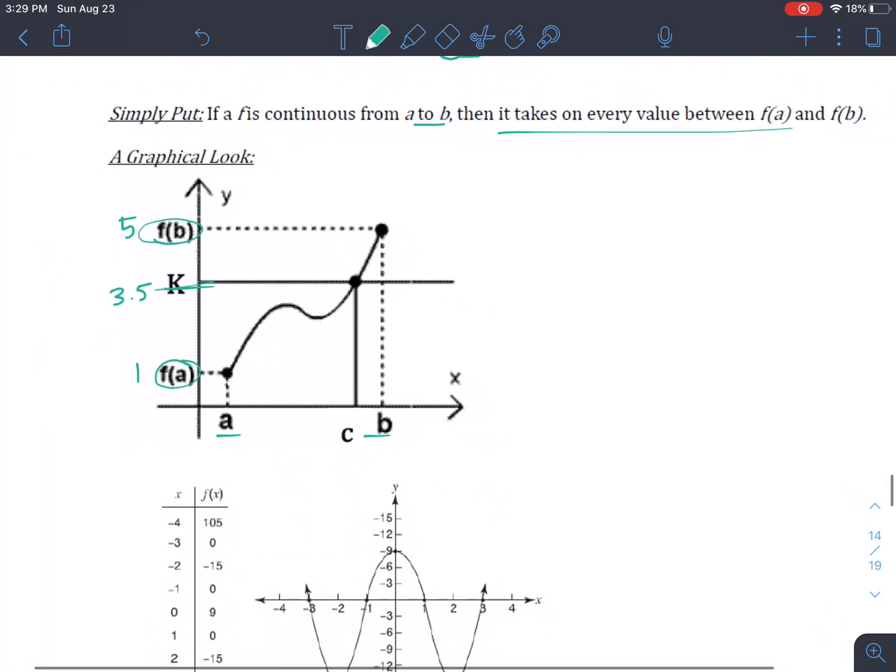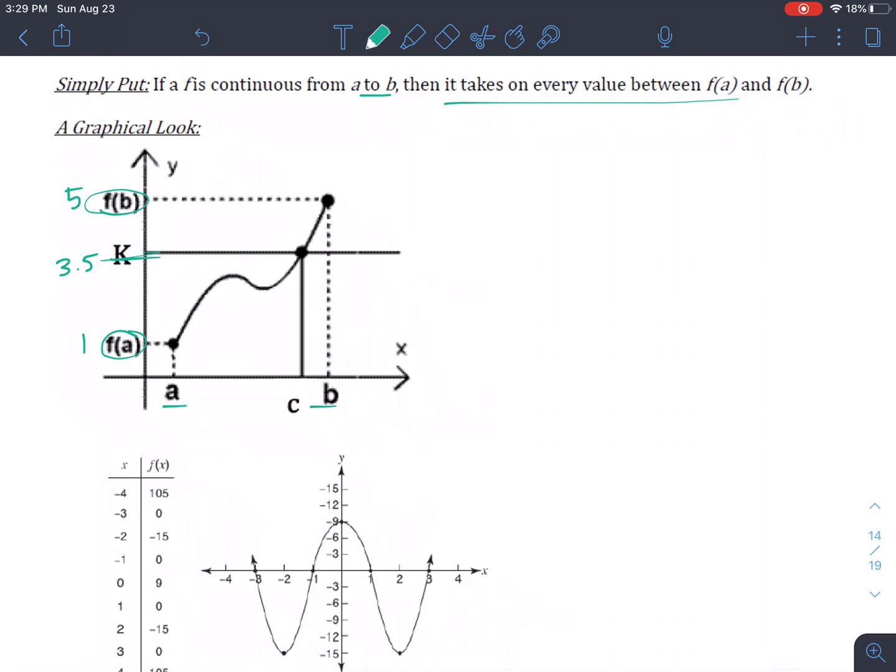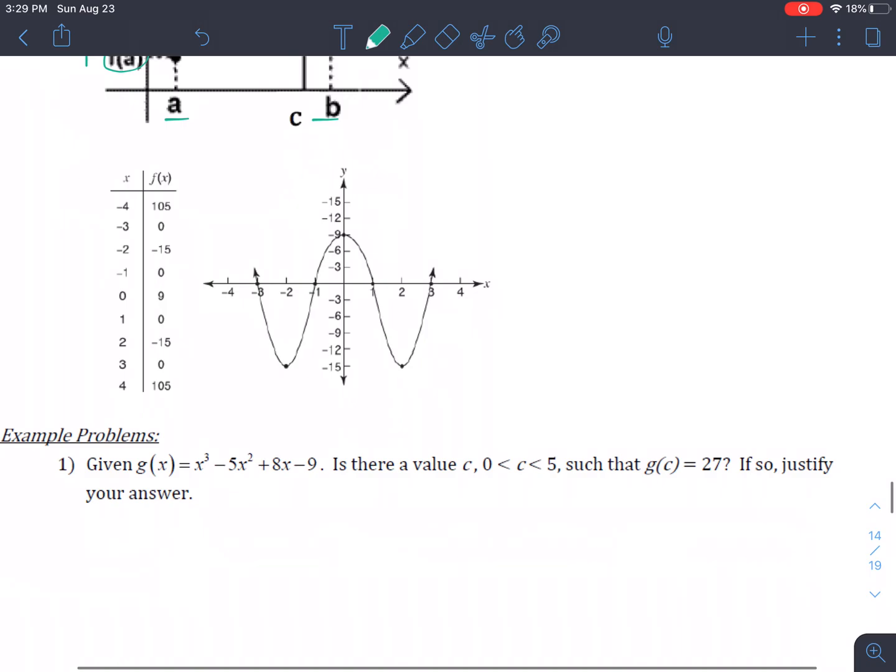Now, we used this in Algebra 2. I don't know if you remember talking about the IVT, and how we could use it to prove a root or a zero existed. We're going to talk about that in a little bit. Let's take a look at this example.